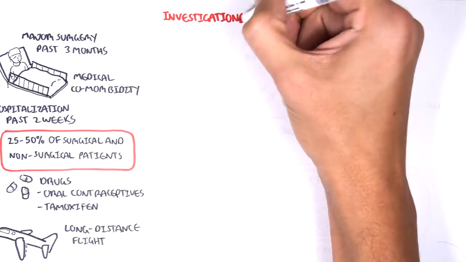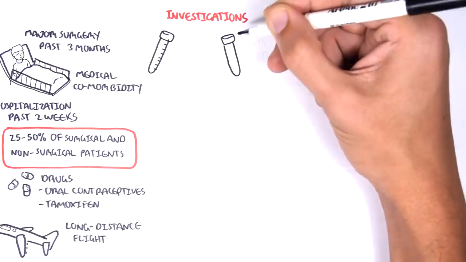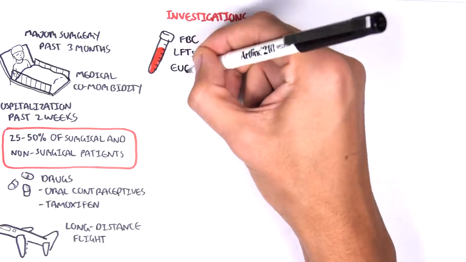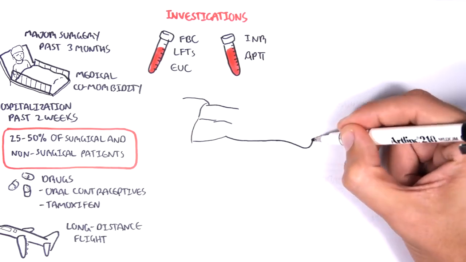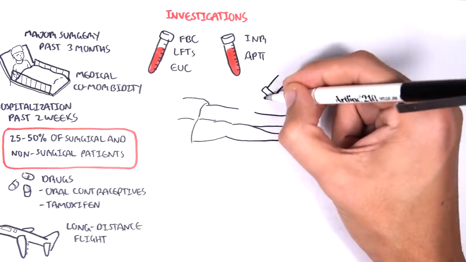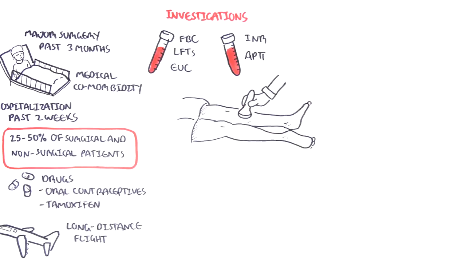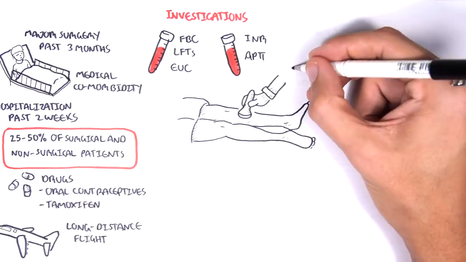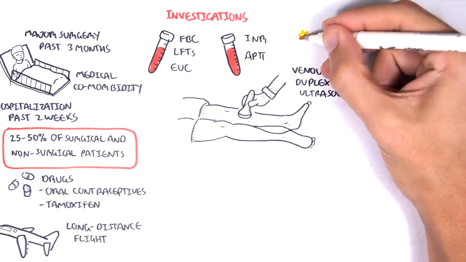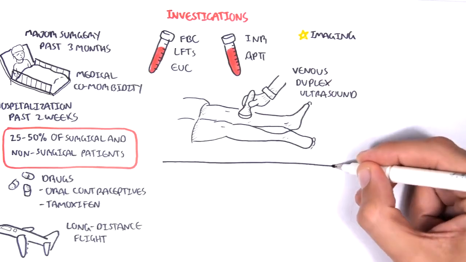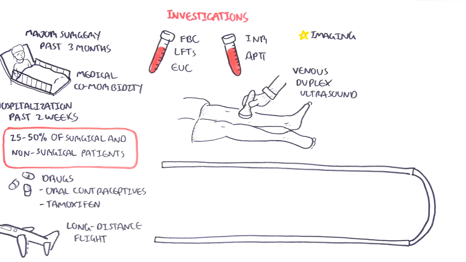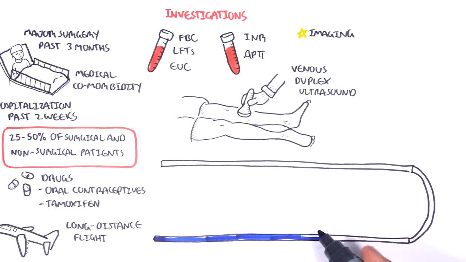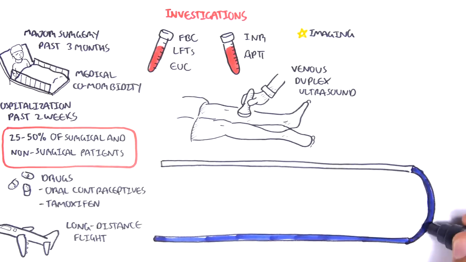Investigations for deep vein thrombosis include a full blood count, liver function test, electrolyte urea creatinine, INR, APTT, which are both clotting studies, imaging including venous duplex ultrasound, and imaging can also include imaging for the chest in suspicion of pulmonary embolism. There is another investigation that can be done based on the coagulation cascade.